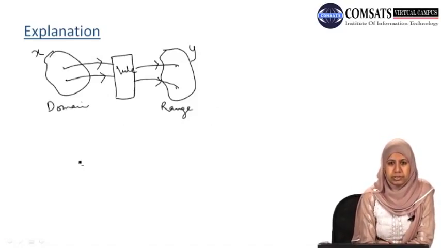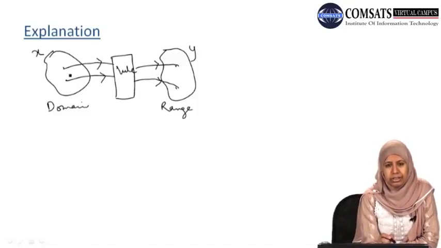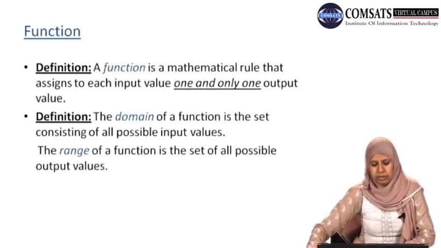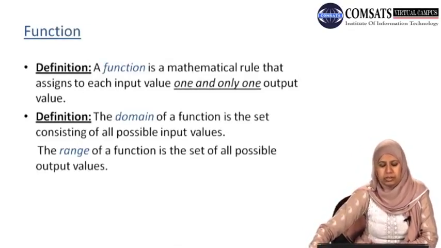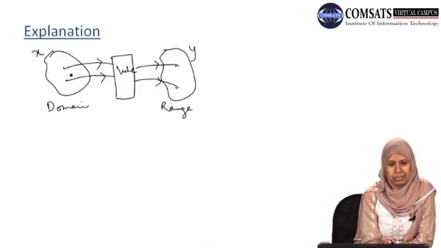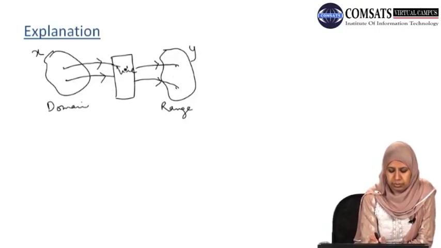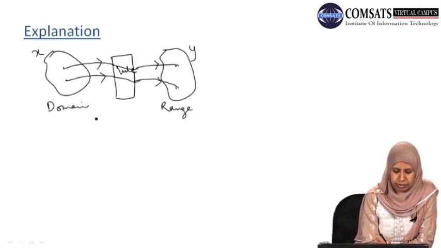Now this is an example of a function, because of what we have emphasized in the definition of a function, that for each input there exists only one output. To each input value one and only one output value is assigned. That is, for each input on the left side in the domain only one value is assigned. Okay, so this is a function.